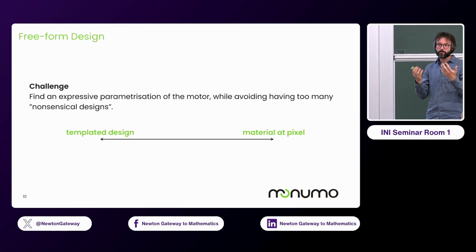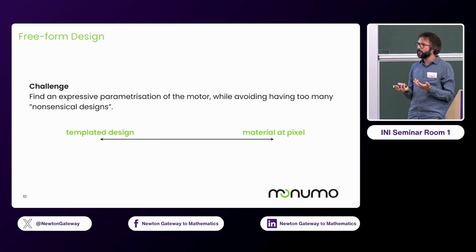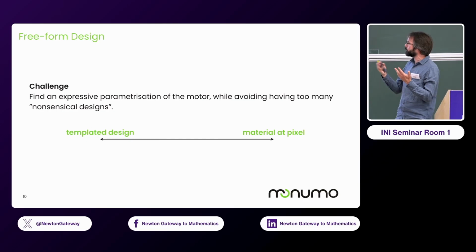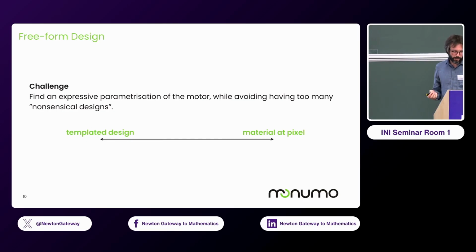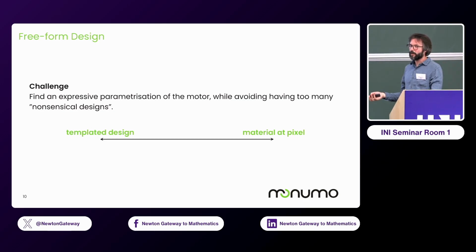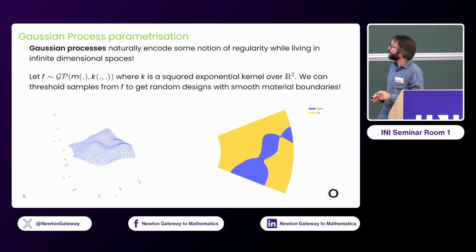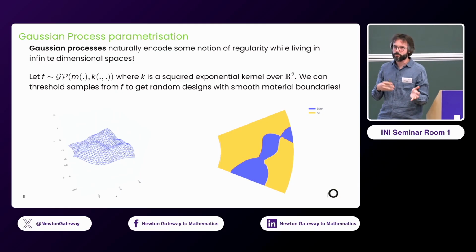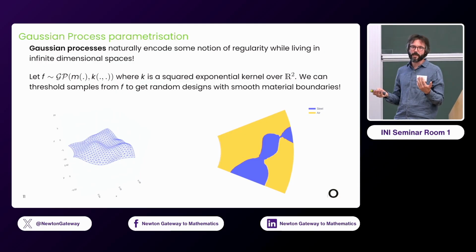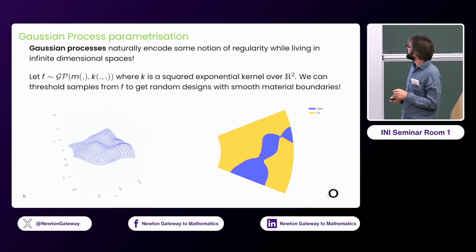So you want to have some structure, some regularity, but still have lots of degrees of freedom. And there's a very good friend of mine to encode regularity and smoothness, and that's Gaussian processes. So I'm going to use Gaussian processes to have freeform designs, but inject some regularity into them. I'll start with a simple example where there's no magnet, so it's just steel or air in your motor.